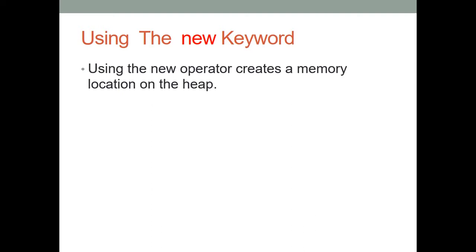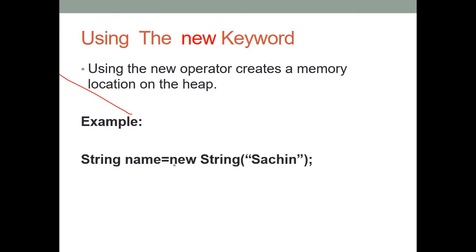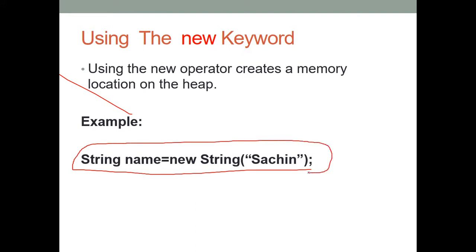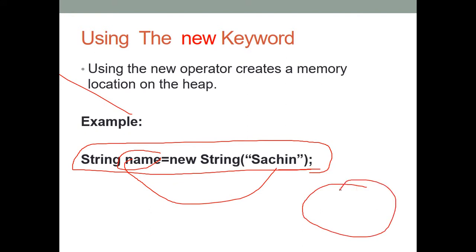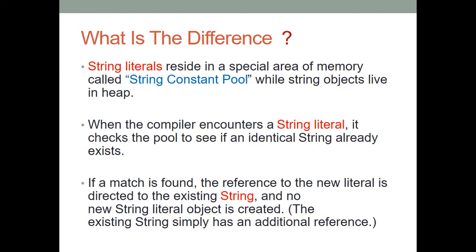Using the new keyword, how can you do it? The new operator creates a memory location in the heap. For example, String name equal to new String of Sachin, so it will create one object like that and we can assign the data to name. So directly it is held by name, and this is one of the objects, Sachin, created in the heap memory. Next is name equal to Sachin, it is created.